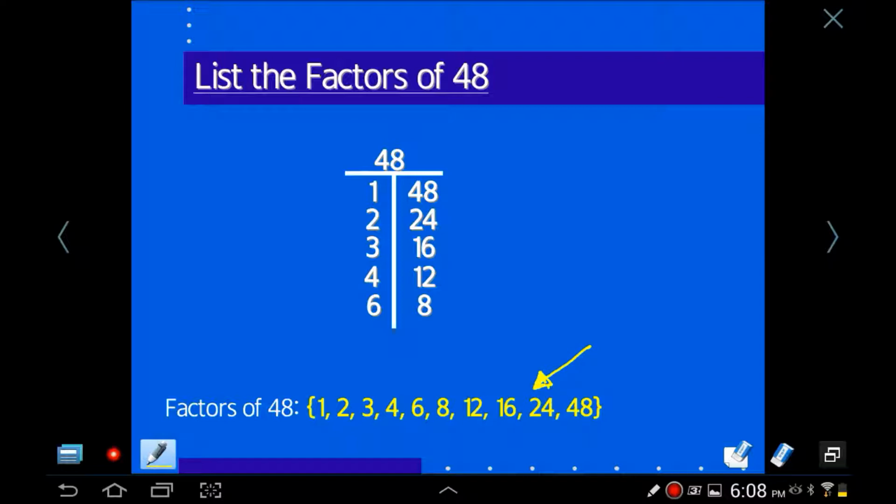You're going to want to probably do that. Some people just say, well, these are all the factors of 48. That's a common confused idea, but the factors of 48 are all the numbers.